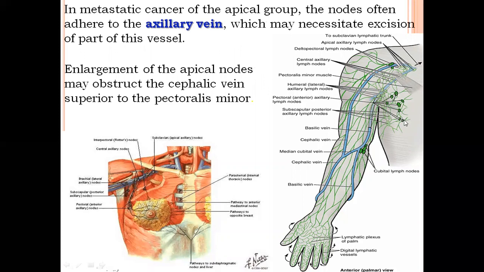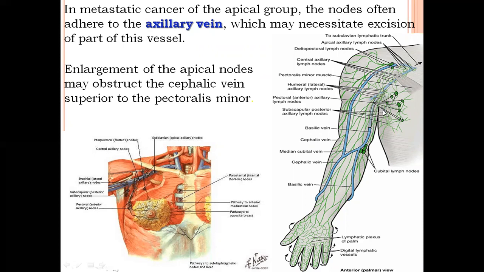In metastatic cancer of the apical group, the nodes often adhere to the axillary vein. That means they get stuck to the axillary vein, which may necessitate excision. That means a part of the axillary vein may have to be cut if there is any adhesion like this.